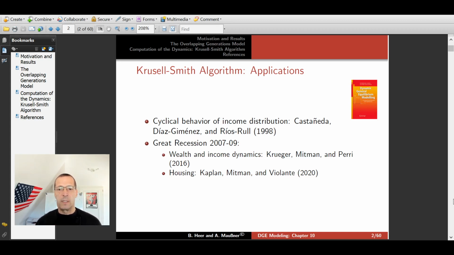Now, in recent times, we have some papers, some results from Krüger, Mitman, and Perri, or Kaplan, Mitman, and Violante, which study a particular episode, a particular recession, a particular period in time, which is the Great Recession 2007-2009, which originated in the housing market, a subprime crisis. And they study the wealth and income dynamics. For example, wealth inequality decreased in 2008, and Krüger, Mitman and Perri provide a model that helps to explain this fact. While Kaplan, Mitman, and Violante also study housing wealth in their model, which was one of the key variables during this recession.